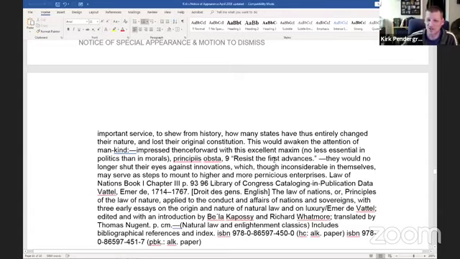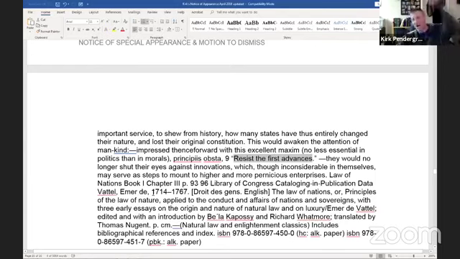We need to resist those advances, right? We got to get in there, people. Which, though inconsiderable in themselves, may serve as steps to mount to higher and more pernicious enterprises. Law of Nations, Book 1, Chapter 3, pages 93 through 96, Library of Congress cataloging in public data. I mean, this is in there.